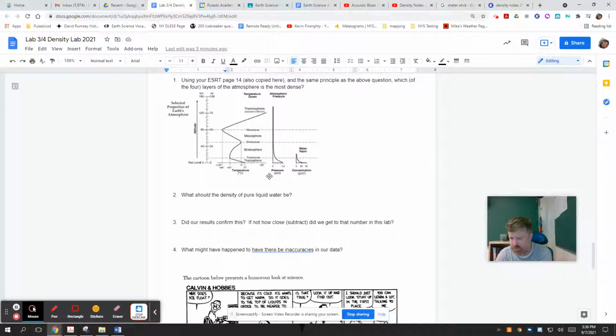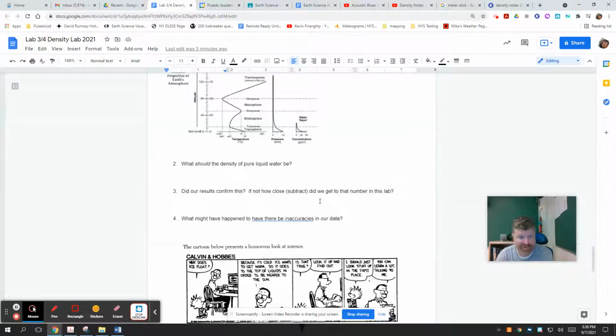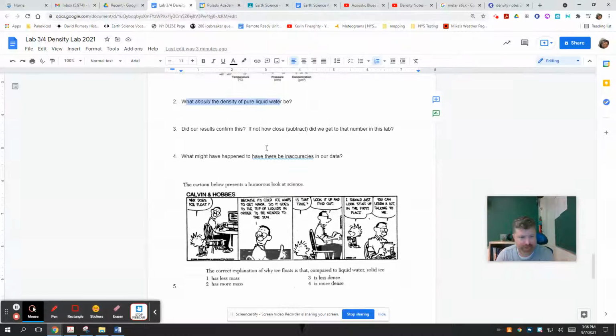So think about it. Which one would be the most dense? It's the same concept as this layered thing of liquids. Ooh, we did that one. There was a freebie. Rewind this video about a minute if you didn't catch it. Did our results confirm this?